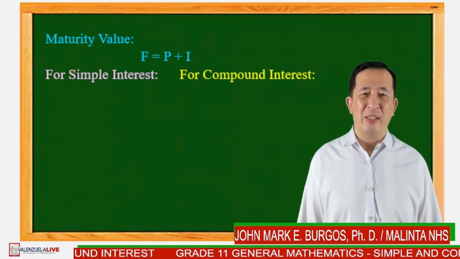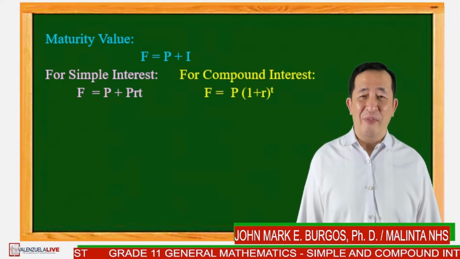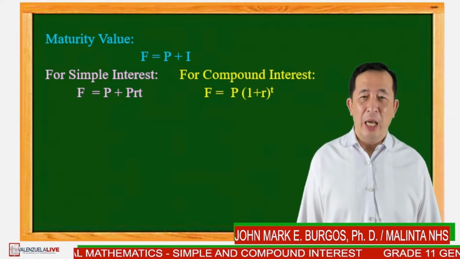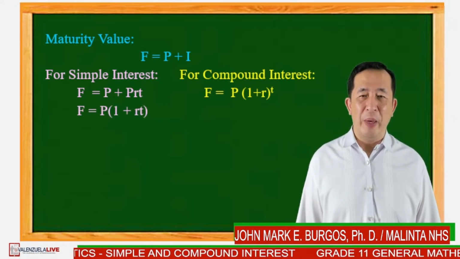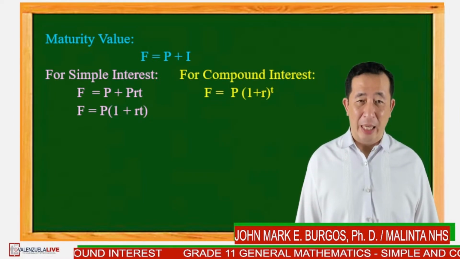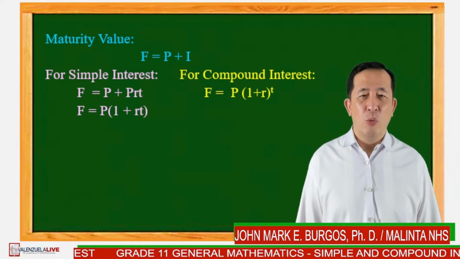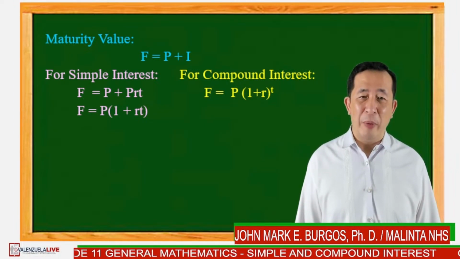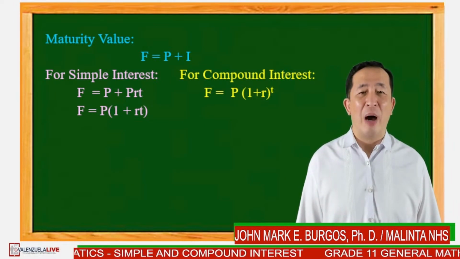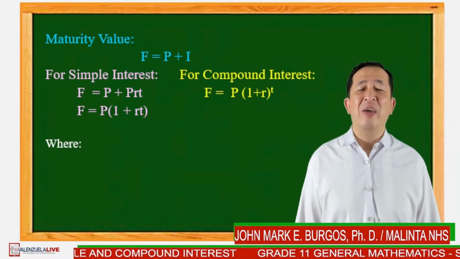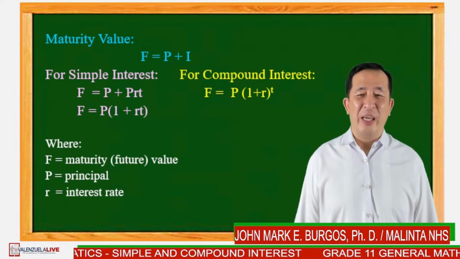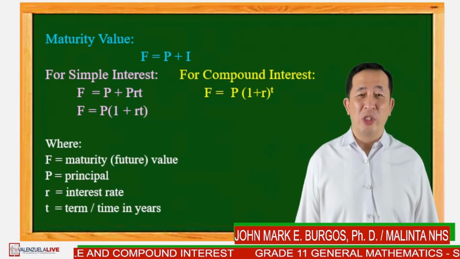For simple interest, the maturity value will be F is equal to P plus P times R times T, or F is equal to P quantity 1 plus R times T quantity. For the compound interest, we have F is equal to P quantity 1 plus R quantity raised to the power of T, where F is the maturity value, P is the principal, R is the interest rate, and T is the term or time in years.